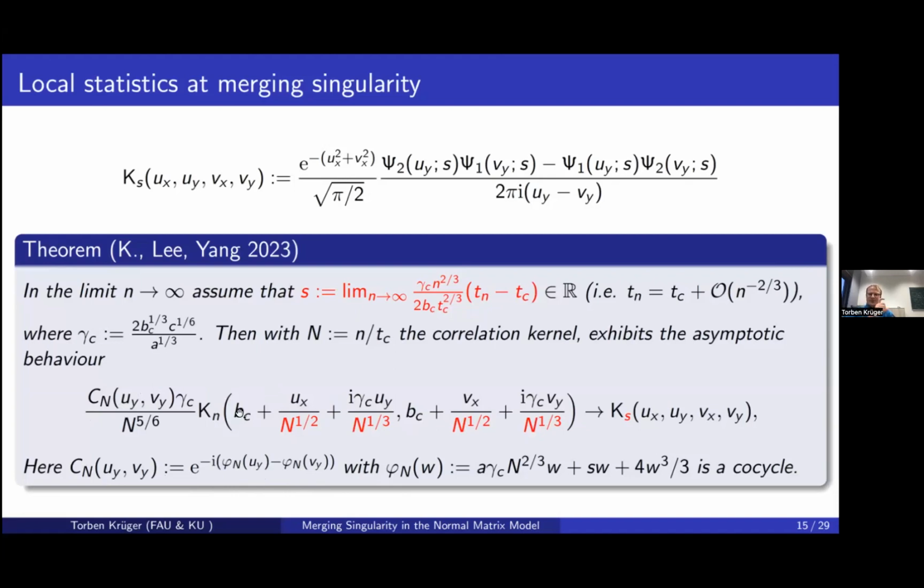So if you compute the correlation function, which is the determinant of this kind of correlation kernel, then this cocycle will drop out of this computation. So it's irrelevant for the physics of the particles, if you like. It's just something which comes up in the computation. Okay. So this shows you that you can compute also the correlation kernel very close to the singularity.